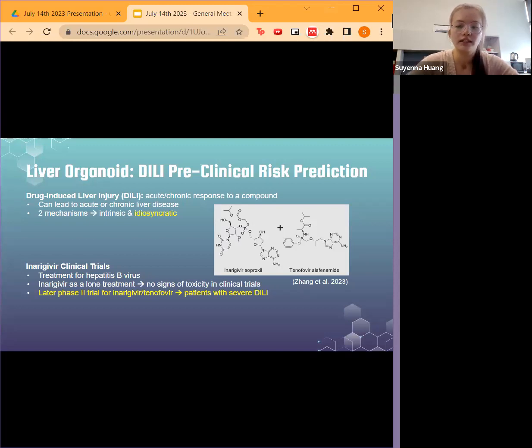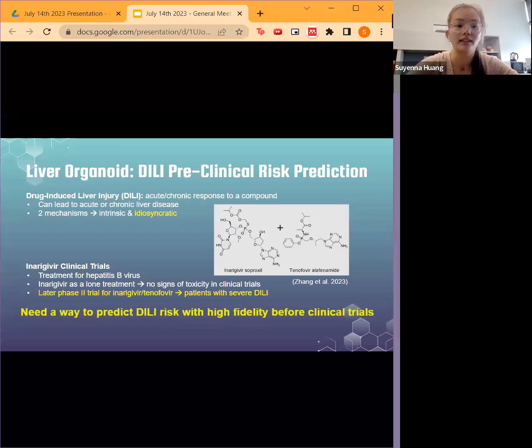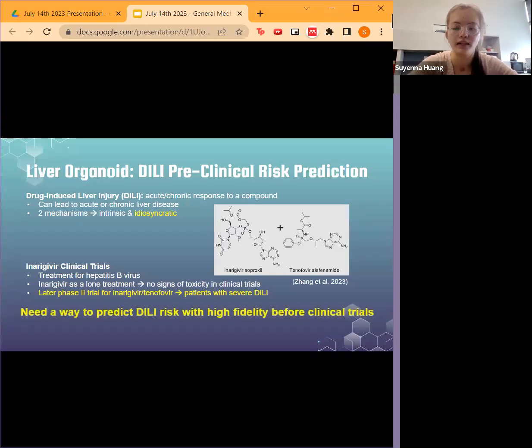Recently, there were clinical trials run for a drug called anagrivir, which treats hepatitis B. When it was tested by itself, the drug displayed no signs of toxicity. However, in a later phase 2 trial, when anarigovir was tested in combination with another drug called tenofovir, some of the patients displayed symptoms of severe DILI. So this showed that there was a great need to find a preclinical method to predict the risk of DILI with high fidelity, especially since idiosyncratic DILI is so hard to foresee.